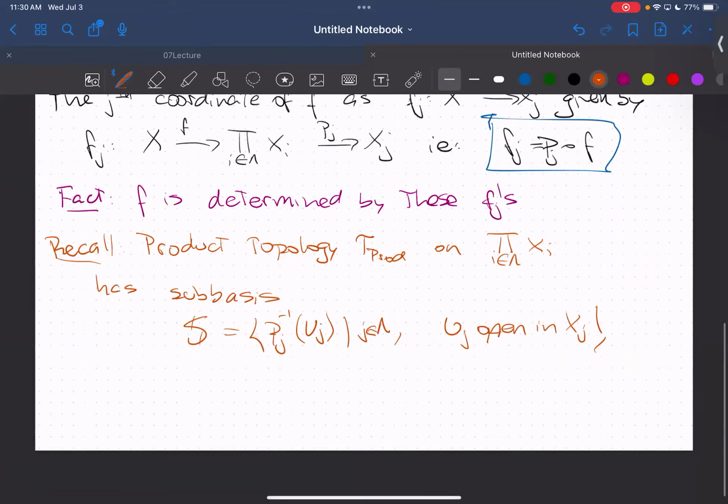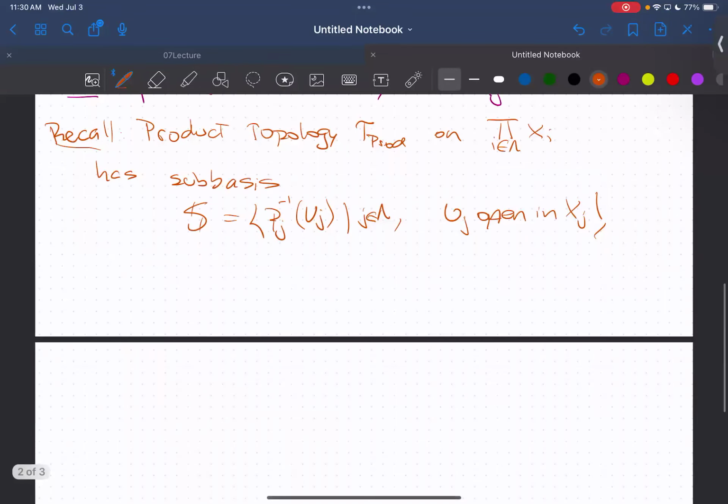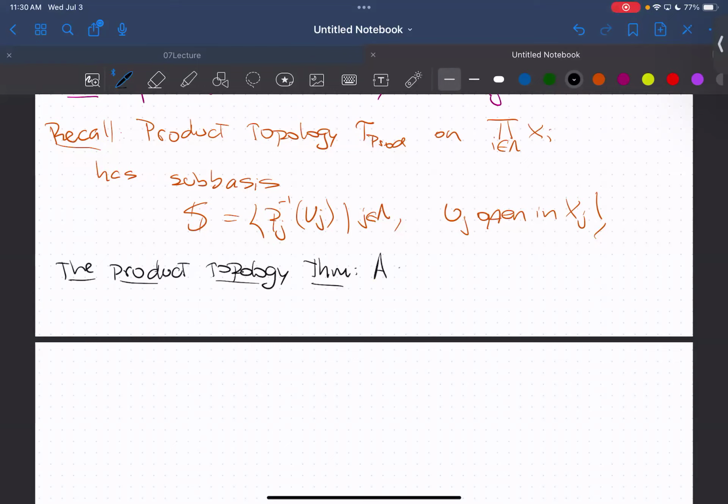And now let's write our first theorem for today. This will be called the product topology theorem. So this is telling you why the product topology is a good topology. I'm going to assume we have a collection of topological spaces, Xi, with topologies Ti, where i is an index in some index set. So assume these are topological spaces.